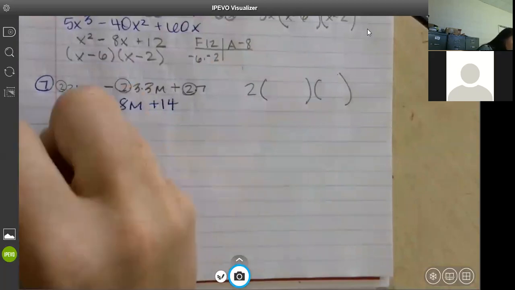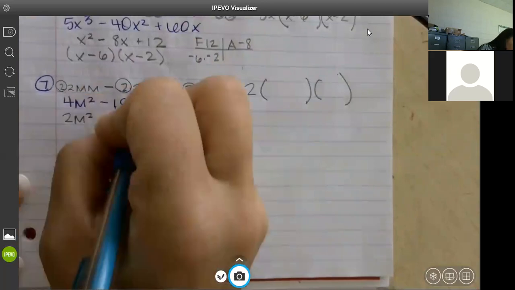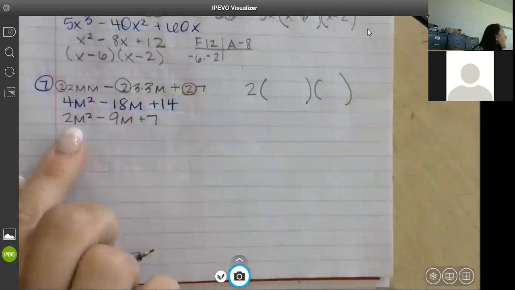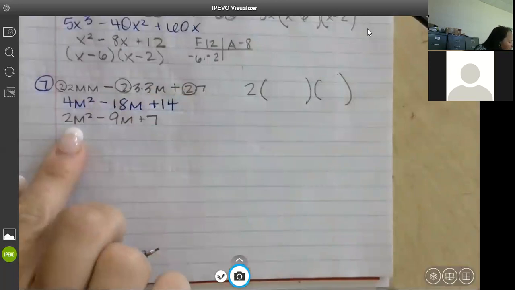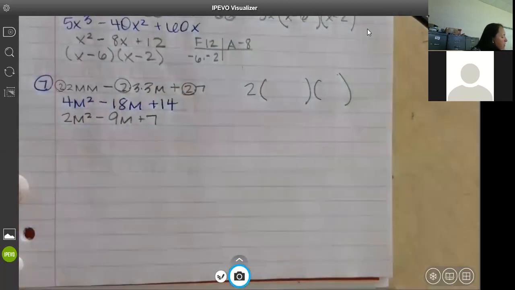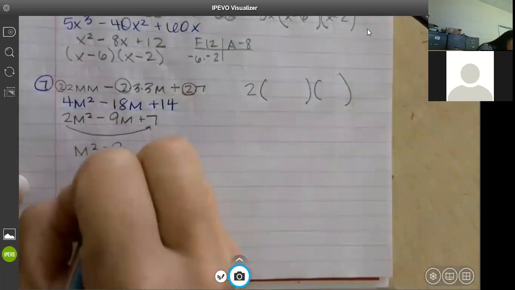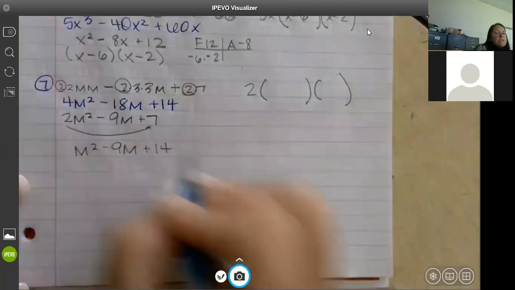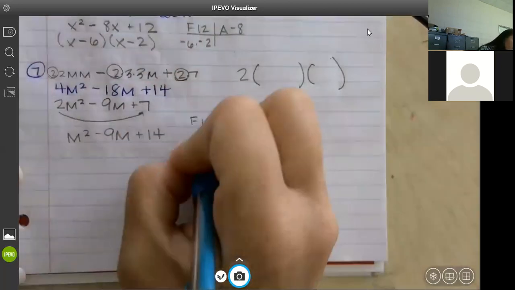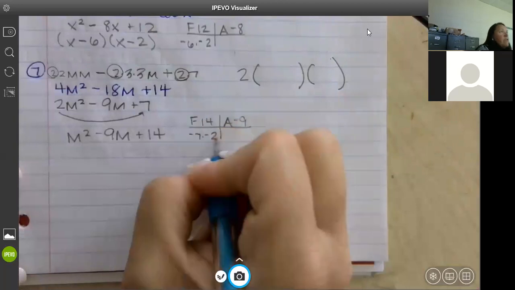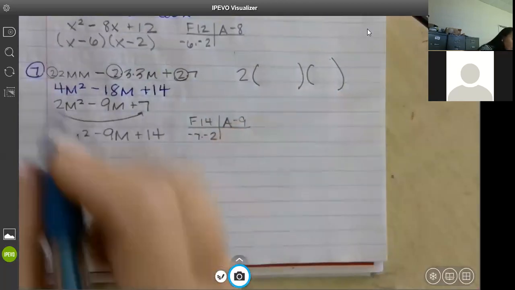Now what we have left is 2m squared, 3 times 3 is 9m, and we have a 7. So because we have the number in front, I have to do slide and divide. All of these on this side, except for number 10, will be slide and divide. And we'll talk about that. All right. Slide your 2 over. We get m squared minus 9m plus 2 times 7 is 14. I need factors of 14 that add to negative 9. You can find those on your calculator. I'm going to go ahead and tell you they're negative 7 and negative 2.